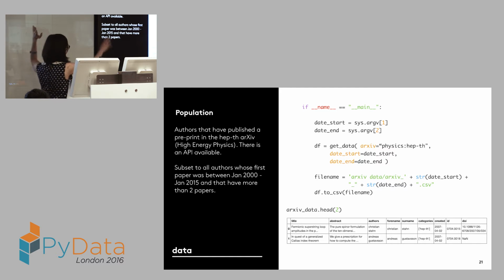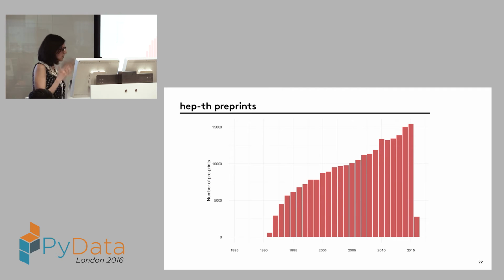And this is just a snapshot of a very, very horrible function that basically just signifies get data from the HEP-TH physics repo, start n, date n, and then just dump it on a CSV and give it back. So at the end of the day, I got a ginormous data frame where I can see all the titles of the papers, the abstracts, the authors, first name, surname, the categories, when it was created, because of course it can be republished, and the ID and the DOI if it later made it to a journal. So that's okay.